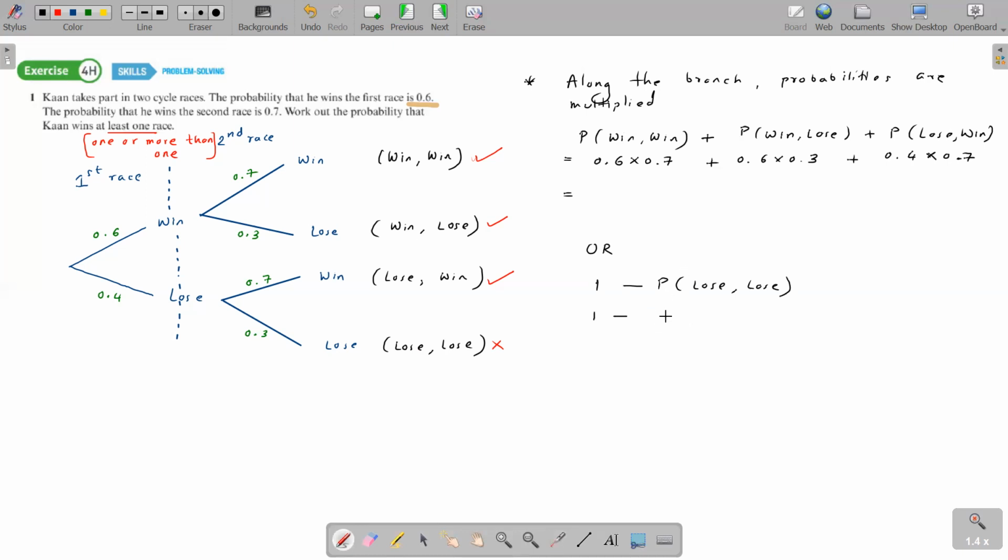So losing both means 0.4 into 0.3. You should notice that both of these methods give you the exact same answer. So we are getting 0.88, right? I think I see that 0.88 is the answer. Both methods give you the same answer. All right, guys. I hope this is clear.